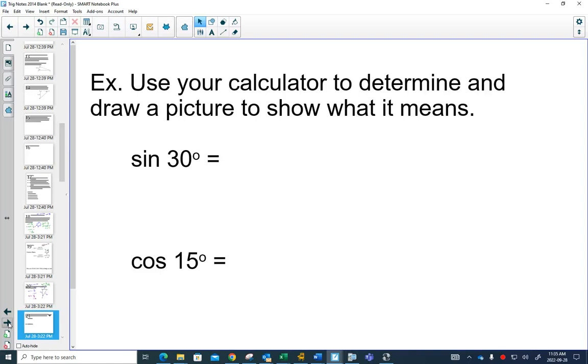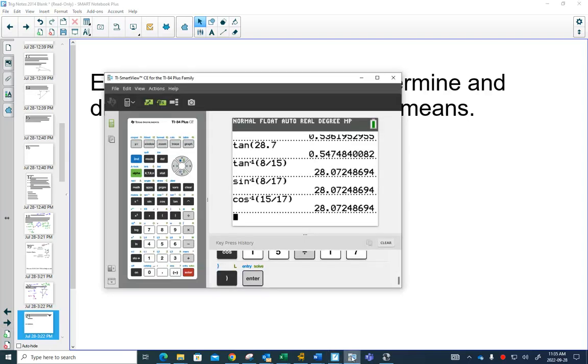Use a calculator to determine and draw a picture to show what it means. So calculator to determine sine of 30. Take out your calculator. Make sure that if you type in sine of 30, you get 0.5. Some calculators, you have to be in degrees. Some calculators are in radians. So if you're not getting 0.5, hit the mode button, and you're in radians. So we go over to degrees and push enter. And now type sine of 30. Boom. Anybody else not getting 0.5?